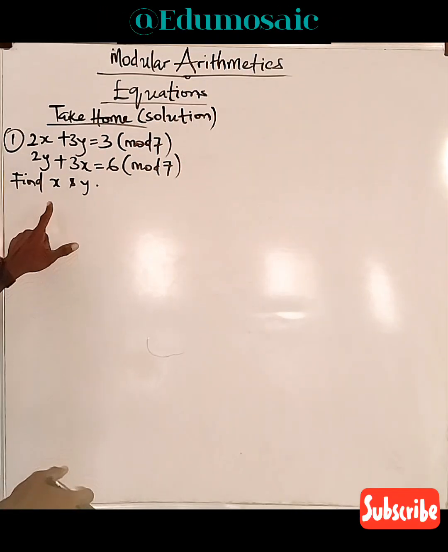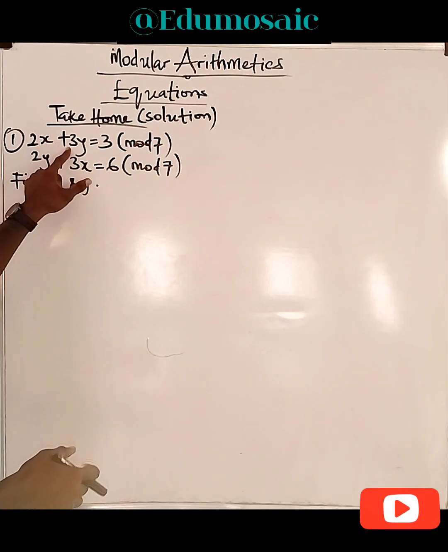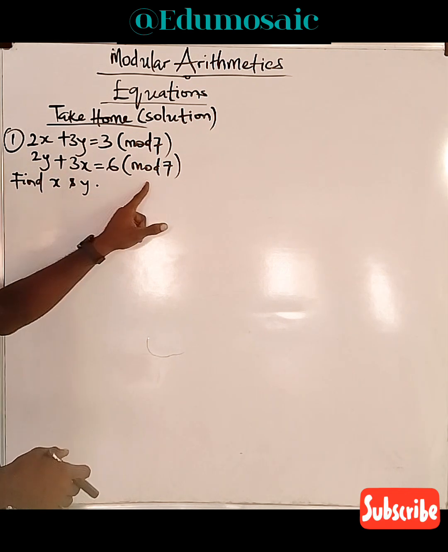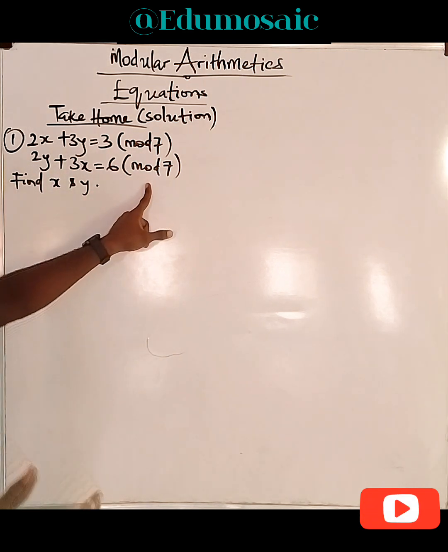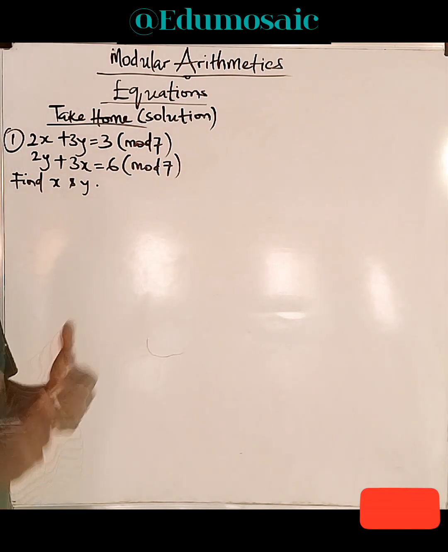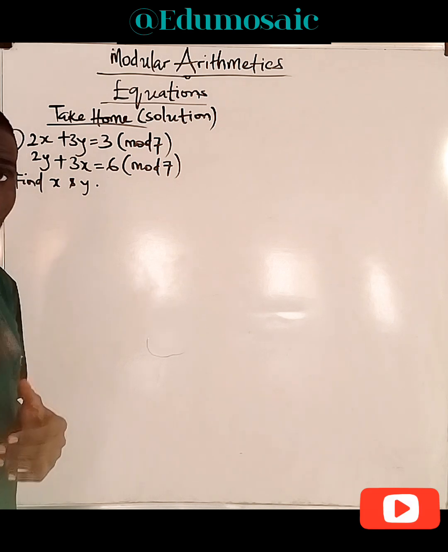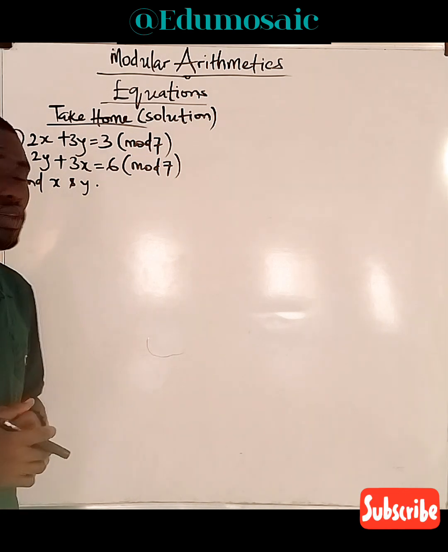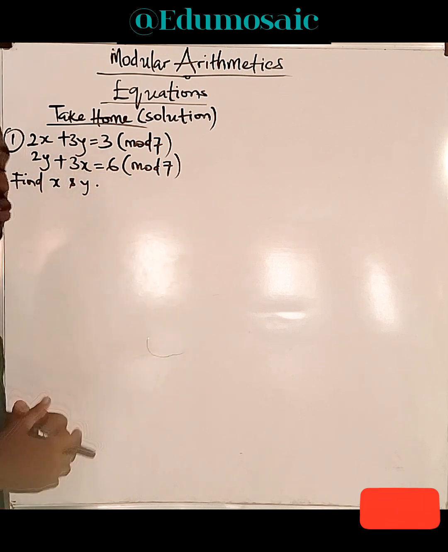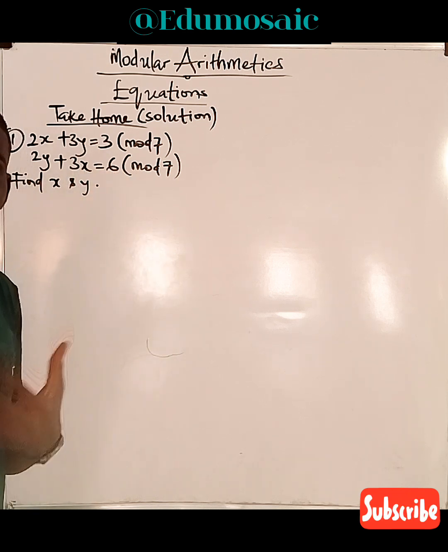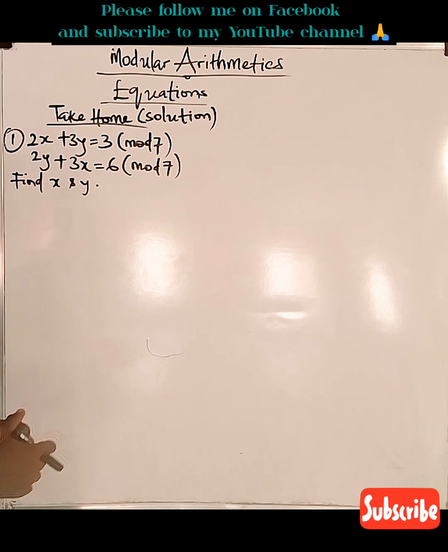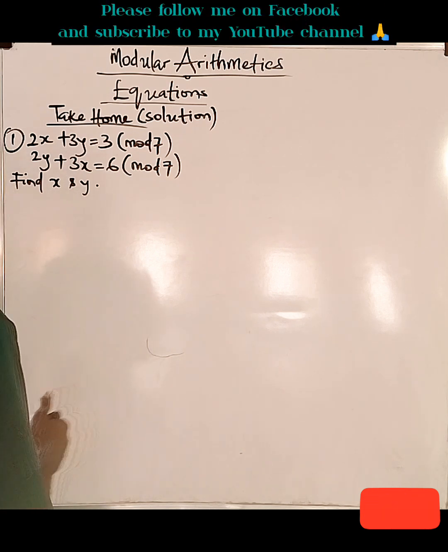Now we're asked to find the value of x and y in 2x plus 3y equal to 3 modulo 7, 2y plus 3x equal to 6 modulo 7. Now I want to observe something. We are dealing with the same modulo. I said in our previous lesson that when it comes to simultaneous equation with two unknowns, it is very feasible to get these unknowns when we have the same modular arithmetic. Now, how do we solve for the values of x and y?